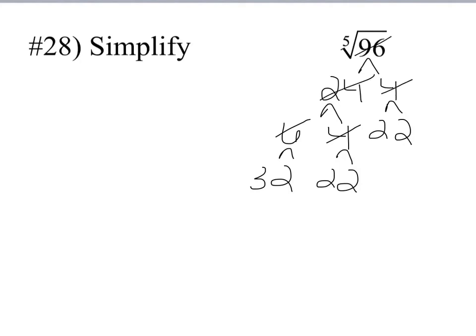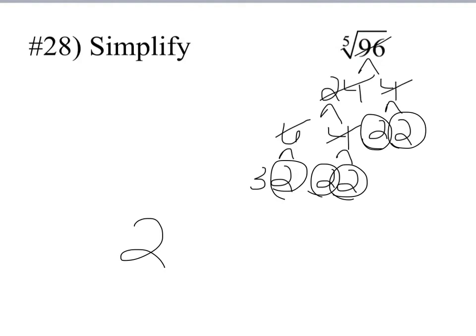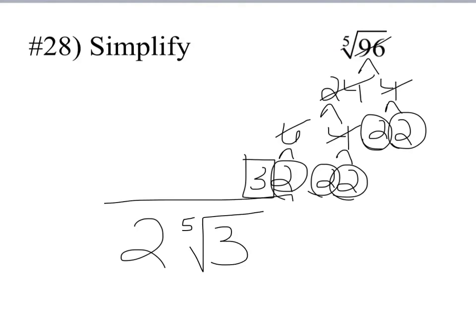In this case, I'm going to need a number to repeat 5 times before I can bring it out front. So I've got 1, 2, 3, 4, 5, which means I can bring a 2 out front. And then I'm going to leave a 3 behind. And remember, you started with a 5th root, so you will end with a 5th root. Don't forget about your 5th root. So it's 2 times the 5th root of 3.